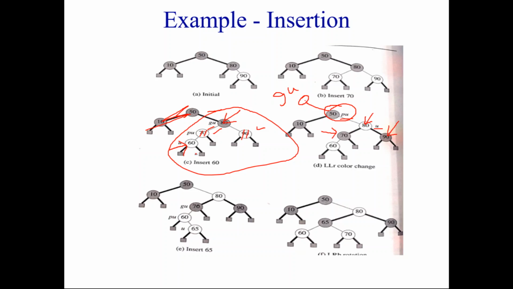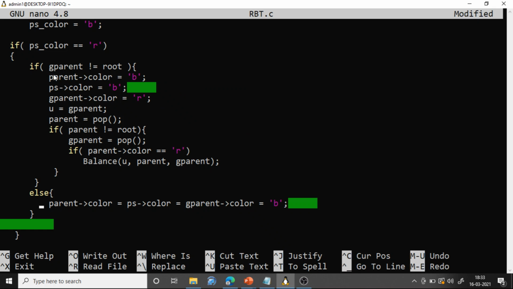So the point is, if the new node is red and its parent is red and the parent sibling is also red, and the grandparent itself is the root node, then just make grandparent, parent and parent sibling black in color. So that is what we are doing here.